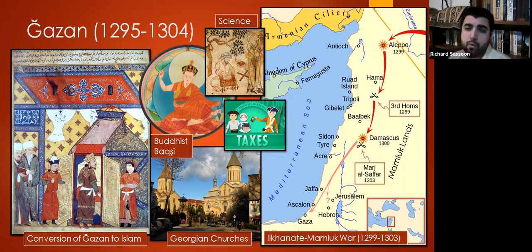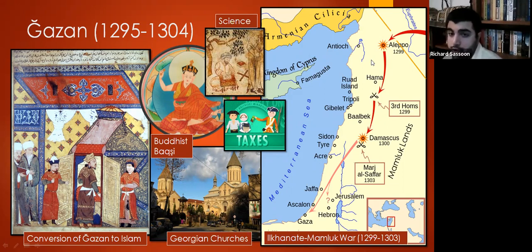You can see sort of where the border is, more or less, that slashed line. He crosses the border and takes Aleppo in 1299, and then he moves south and wins a battle near the city of Homs called the Battle of Wadi al-Khaznadar, which is successful, but he's unable to consolidate these gains. In 1303, at the Battle of Marj Safar, the Mamluks retaliate and destroy the forces arrayed by Ğazan.